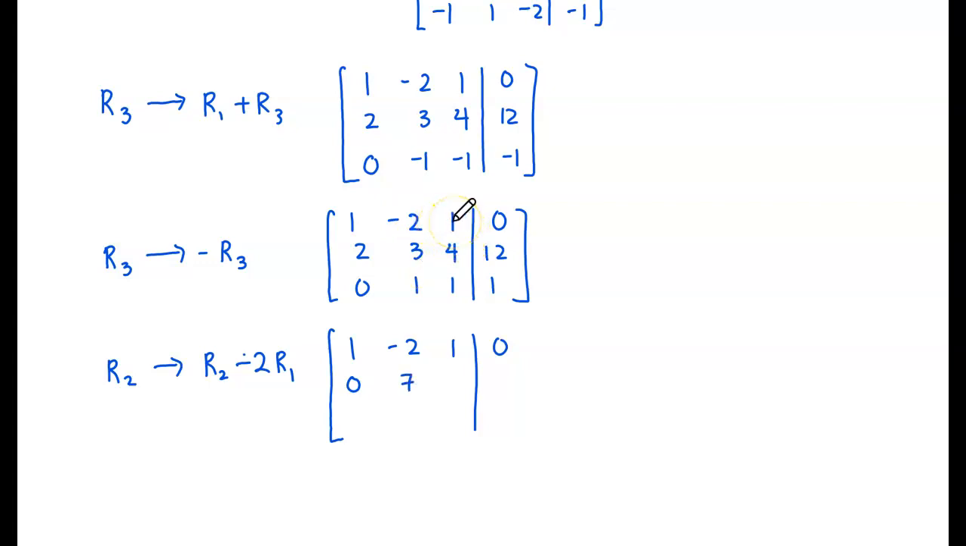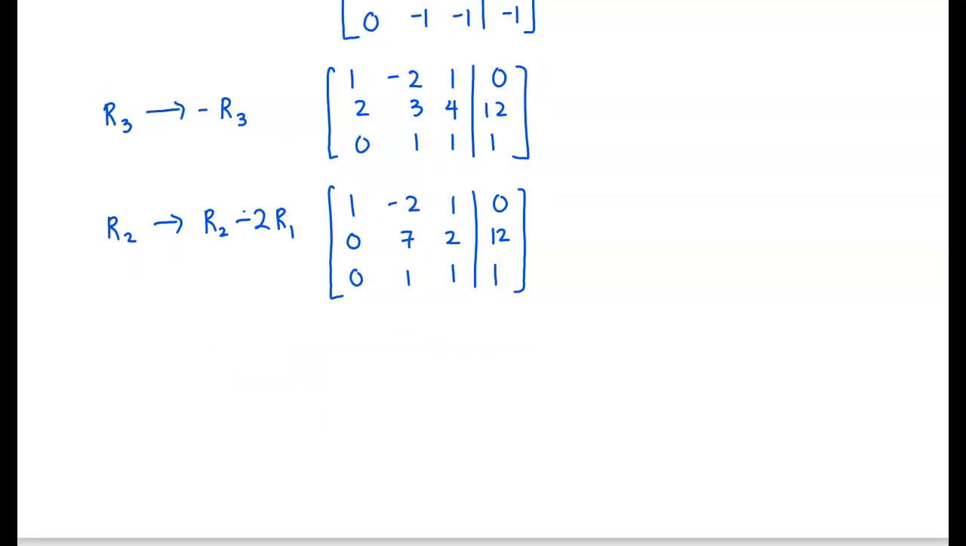Negative 2 times 1 is negative 2. Added to 4 is 2. And then negative 2 times 0 added to 12 is still 12. Then you copy the third row, 0, 1, 1, 1. Now the next goal is to make this equal to 1.